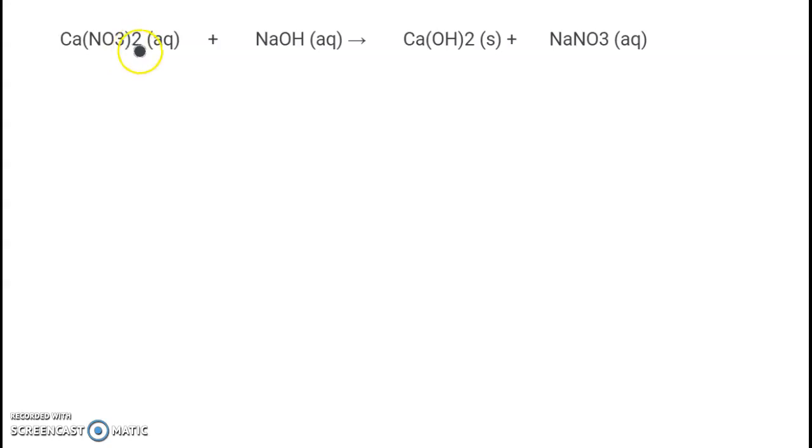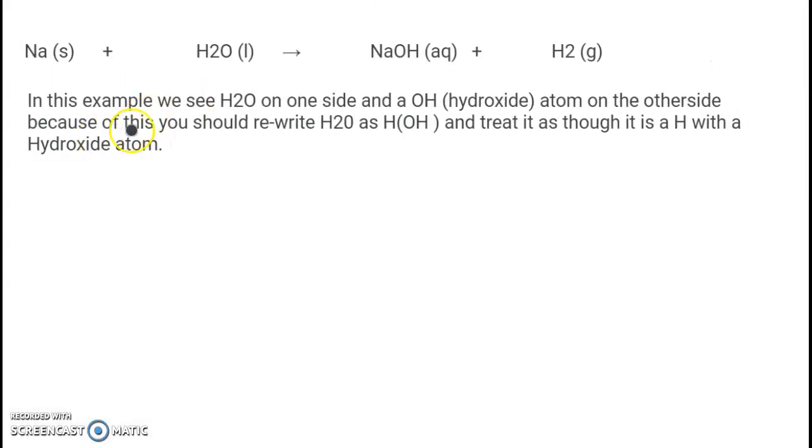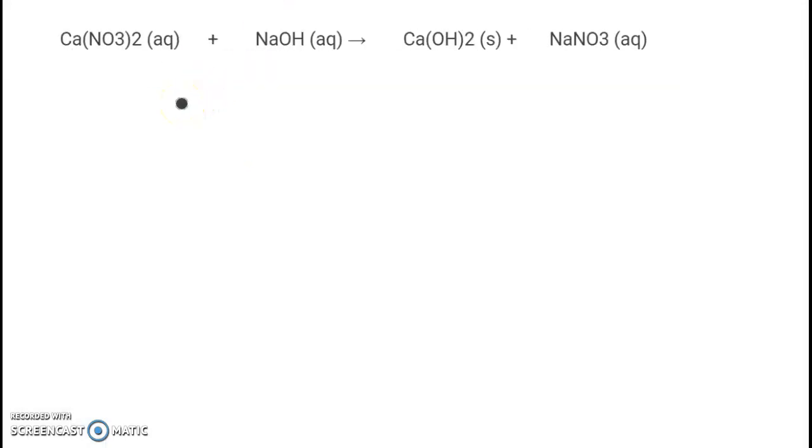So when you're balancing chemical equations, you always want to keep the polyatomic ions the same as long as they show up on both sides of the equation. So I can see that there's an NO3 on this side right here, and that is a polyatomic ion. That's nitrate. Okay, so NO3 is here.